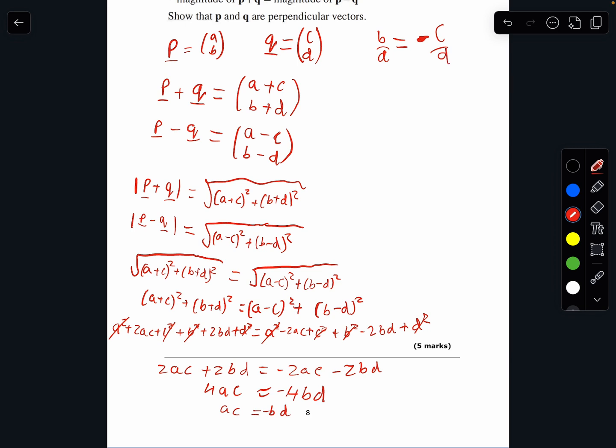I might get some different variation. I'm going to divide both sides by B and both sides by C to get A over B is equal to minus D over C. So weirdly, this side is the reciprocal gradient and this side is the negative. Doesn't really matter. Gradients are negative reciprocal. Therefore, perpendicular.